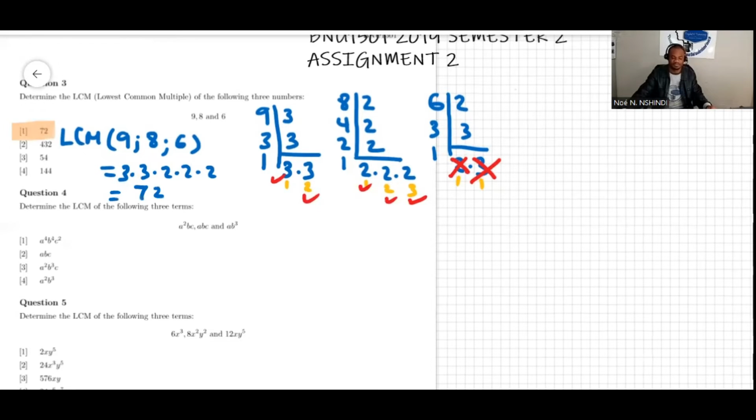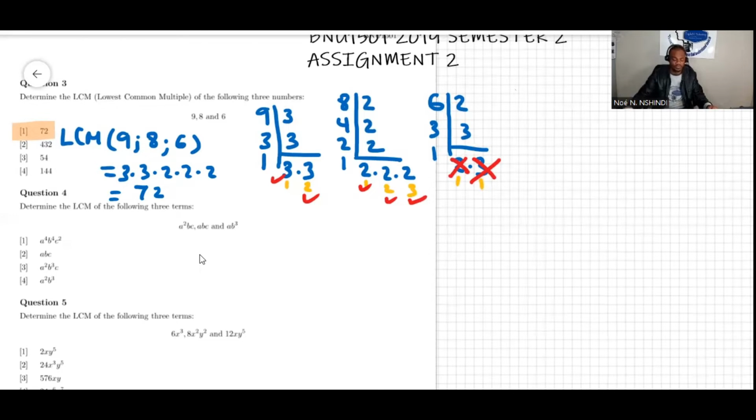The lowest common multiple of 9, 8, and 6 is 72. Okay. Now, question 4. Here they say determine the LCM of the following 3 terms. We have a squared b c, a b c, and a b cubed.